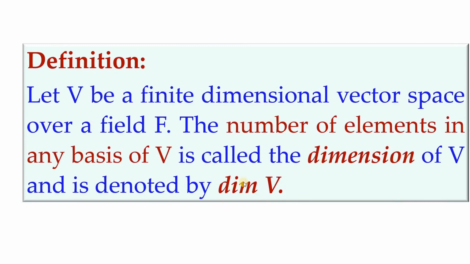Now we have the dimension of V. Let V be a finite dimensional vector space over a field F. The number of elements in any basis of V is called the dimension of V and it is denoted by dim V. So even though we write it as dim V, we will be reading it out as dimension of V only. So basis means that collection should be linearly independent, and it should span V.